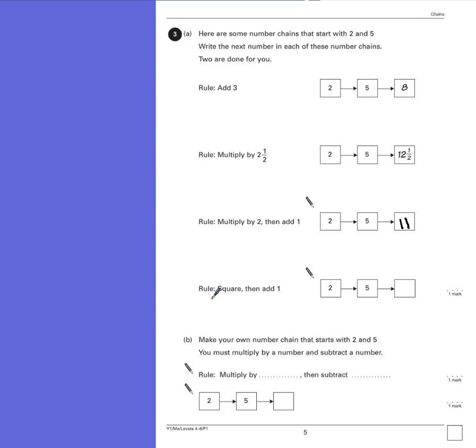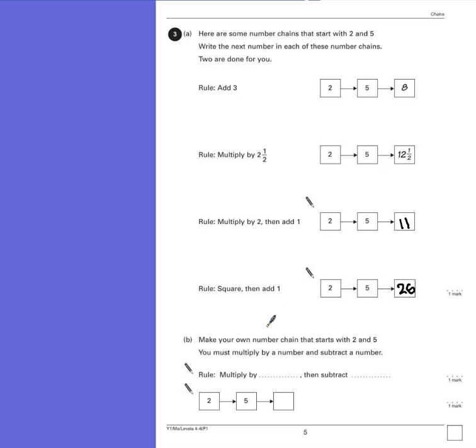Second part of this question, rule, square, then add 1. Now the term square means to multiply by itself. So 2 times 2 is 4, and add 1 will give you 5. 5 times 5 is 25, add 1 gives us the answer of 26. Be careful there that you're not trying to multiply by 2 again. Square means multiply by itself.